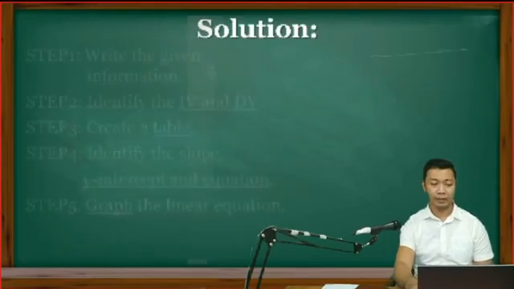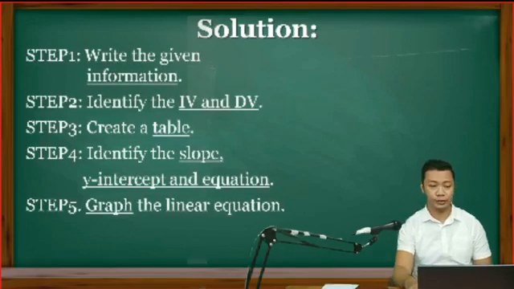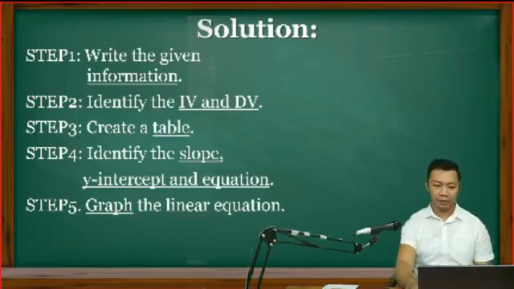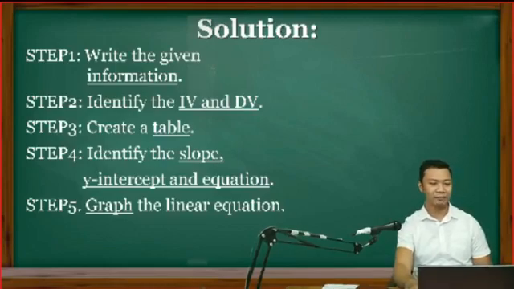There you go. Then, let's have the following solutions. Step 1 is to write the given information. Next, step 2, identify the IV and DV. IV is the independent variable and DV is the dependent variable. Earlier, we knew that the independent variable is the input and the dependent variable is our output or the result.